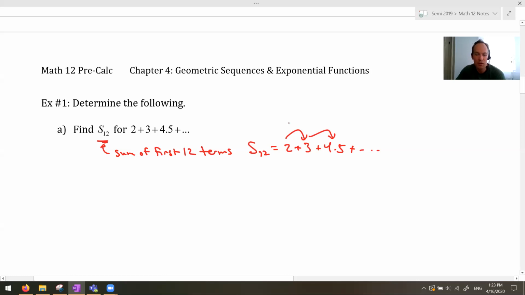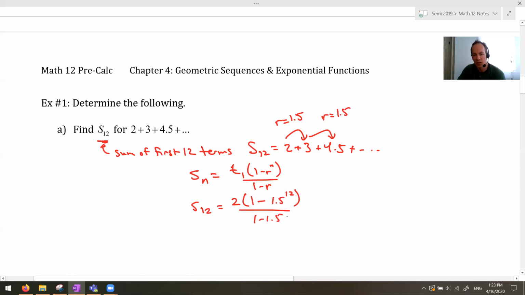To go from 2 to 3, you have to multiply by 1.5, or 3 over 2. And again, from 3 to 4.5, same thing, multiplied by 1.5. So we can confirm that r is the same, which is important. It has to be the same. Then we can use our formula. In general, Sn equals T1 times 1 minus r to the power of n, over 1 minus r. So if I'm looking for the sum of the first 12 terms, I take the first term, which is 2, then 1 minus 1.5 to the power of n, which is 12, over 1 minus 1.5.